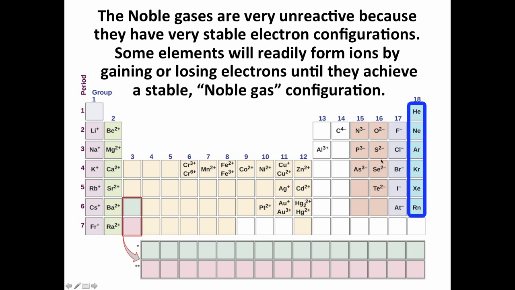Elements in column 16 need to gain 2 electrons to be like a noble gas. Column 15 need to gain 3. And on the other side of the periodic table, the alkali metals need to lose 1 electron and form positive 1 ions. Alkaline earths need to lose 2 electrons and form positive 2 ions. So this is going to be a very valuable rule for us.